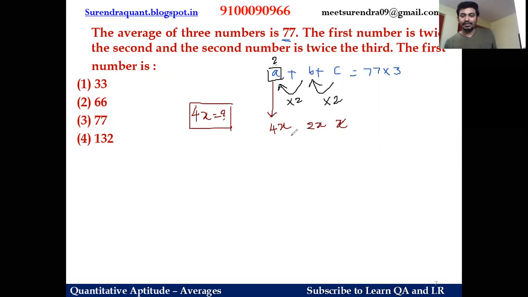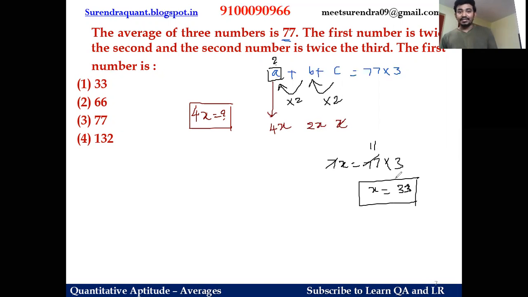Okay, very beautiful. Now 4X plus 2X plus X is the sum of the terms. That is 7X. That is equal to 77 into 3, right? So 7 goes 11 times in this, and X is 33. Friends, if X is 33, are you looking for X or the first number? You are looking for the first number, right? So what is the first number then? The first number is 4X. So 4 times 33 is 132 is the first number, and that is option 4.